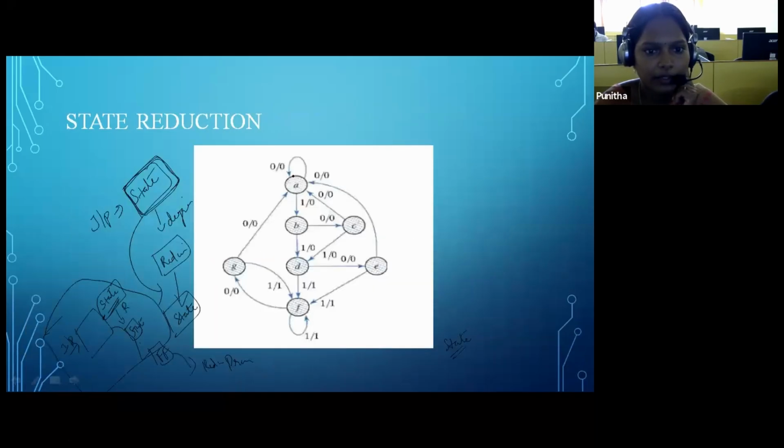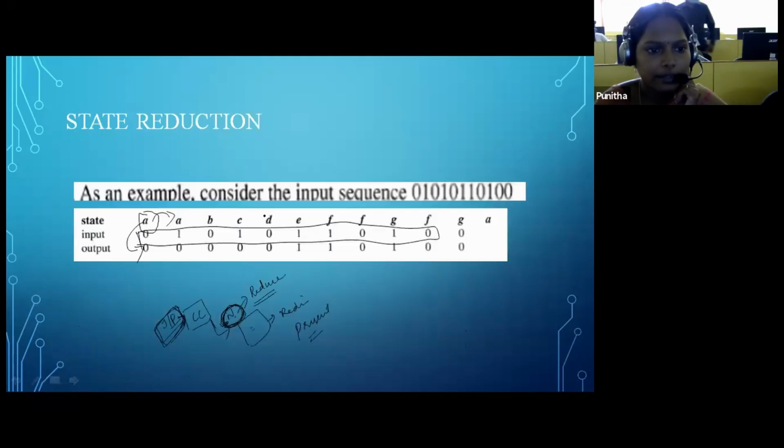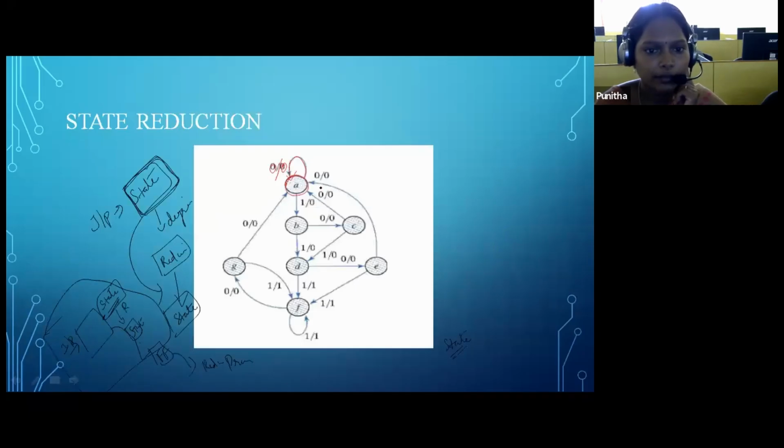Initially I'm having the A state, in which I'm applying the input 0, and I'm getting the output 0 and the state A. So I'm putting here a self state. Next, at state A, I'm going to apply the input 1. After applying input 1 to the state A, it will produce the output 0 and the next state B.